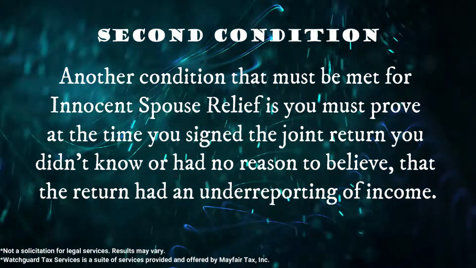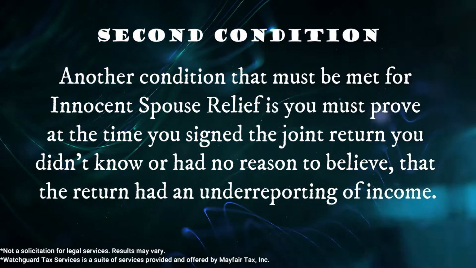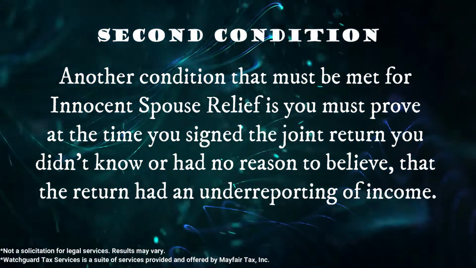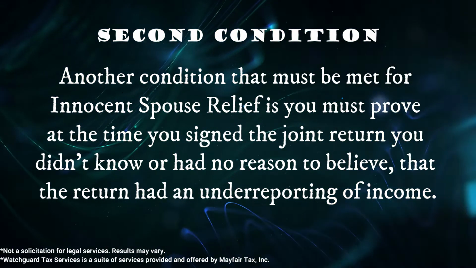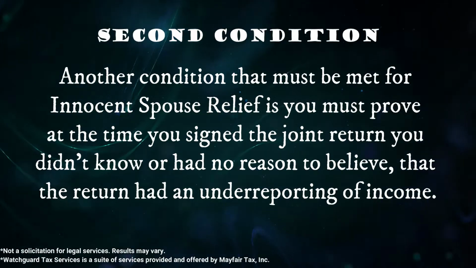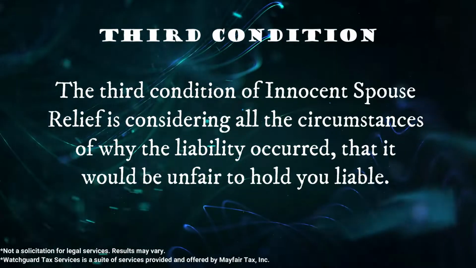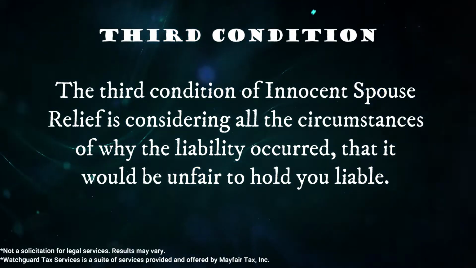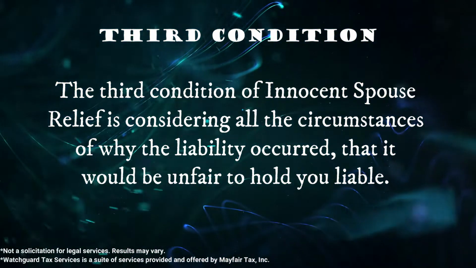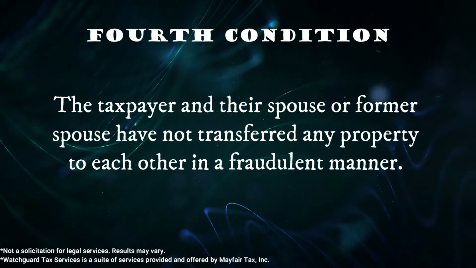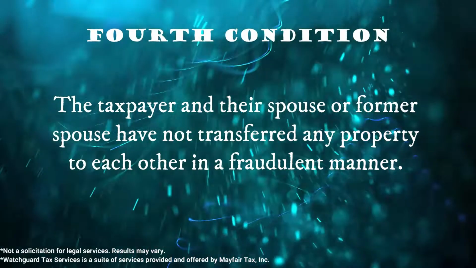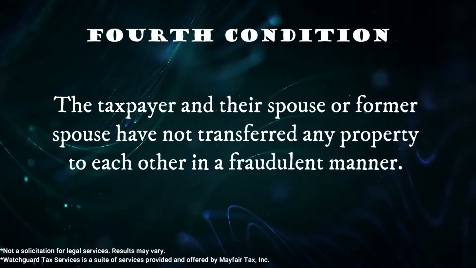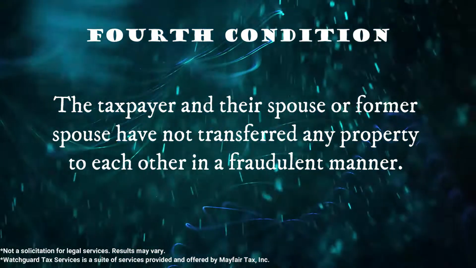Another condition that must be met for innocent spouse relief is you must prove at the time you signed the joint return you didn't know or had no reason to believe that the return had an underreporting of income. The third condition of innocent spouse relief is considering all the circumstances of why the liability occurred, that it would be unfair to hold you liable. Another condition is the taxpayer and their spouse or former spouse have not transferred any property to each other in a fraudulent manner. To have relief, all 4 conditions must be met.